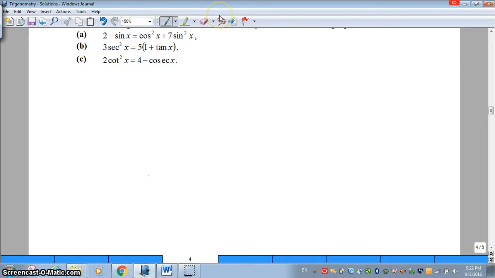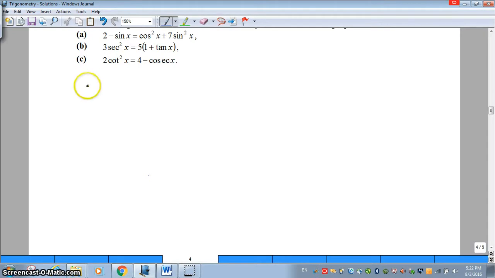Okay, now let us refer to part B. 3 secant square x is equal to 5 times (1 plus tangent x). Okay, same as the previous example, you realize that there is secant square x as well as tangent x. The most obvious thing is to revert to your formula sheet.